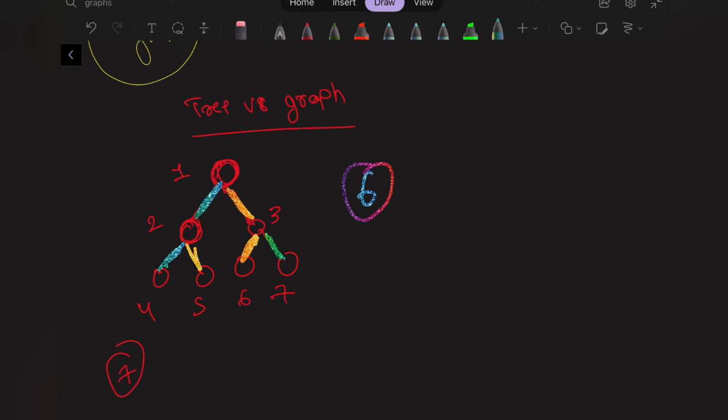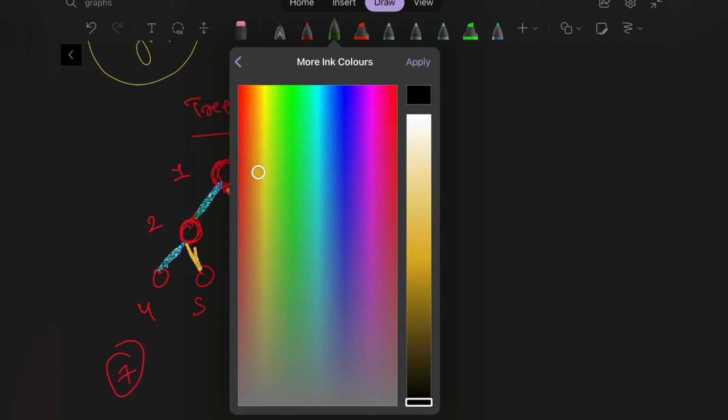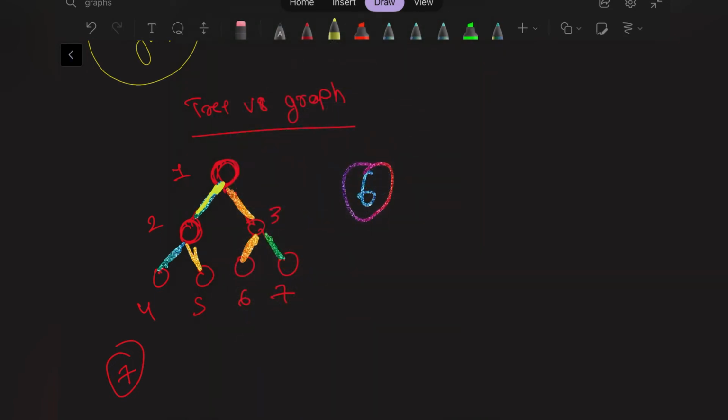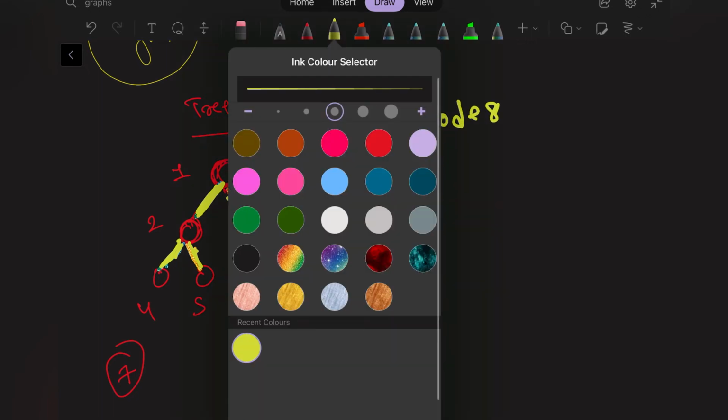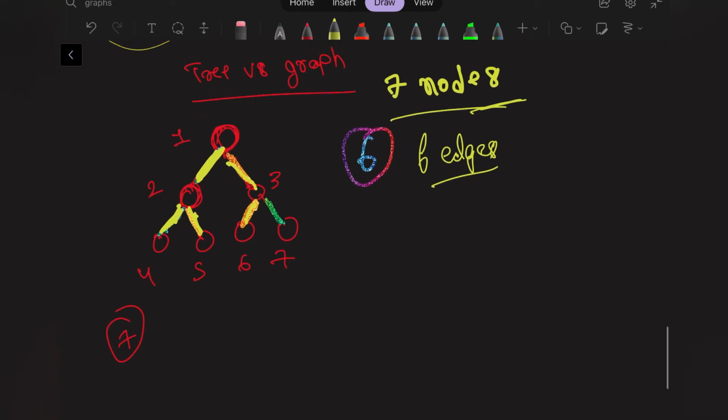So we have seven nodes and six edges. If you observe any tree, if we have n nodes, then we have n minus 1 edges.